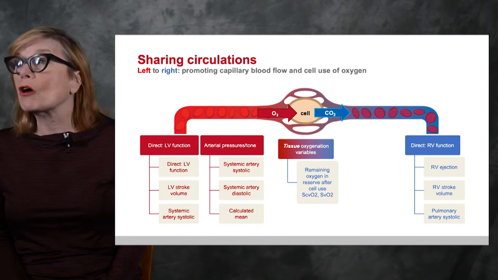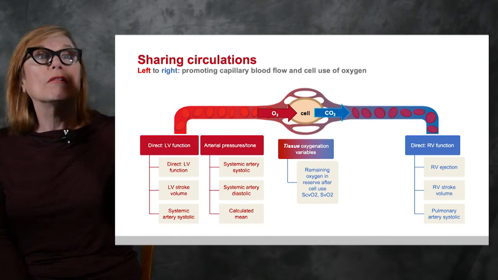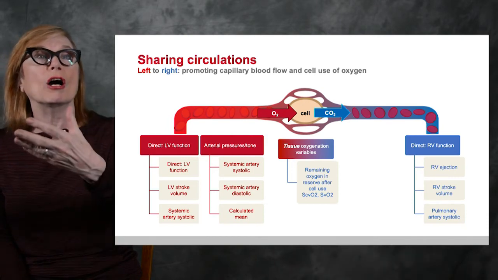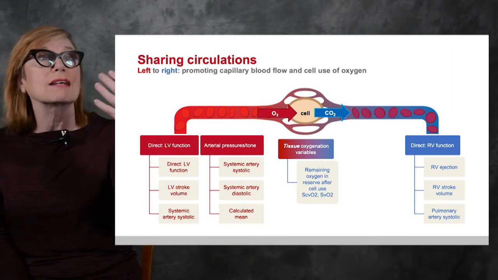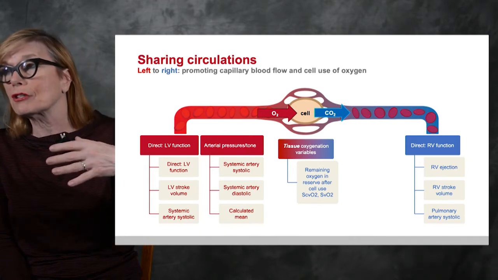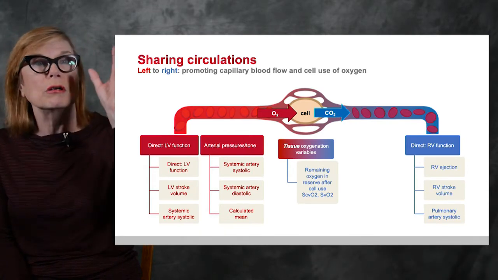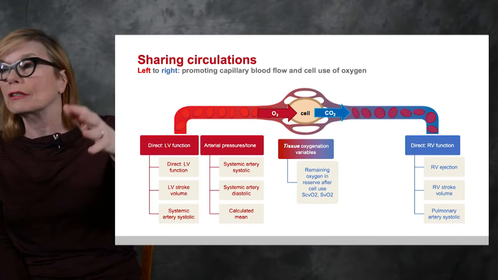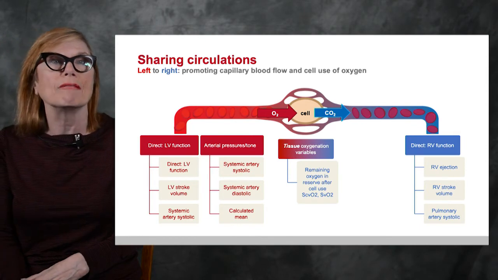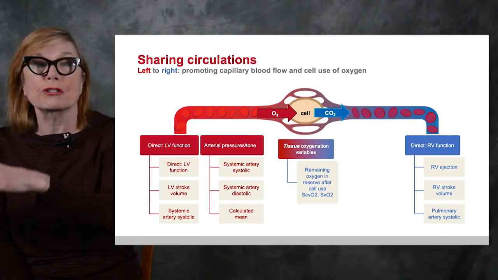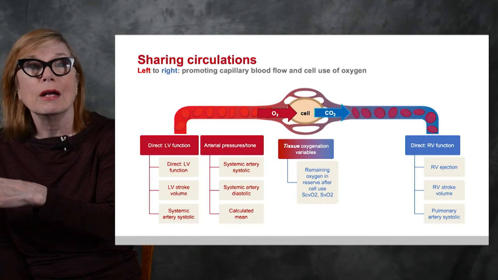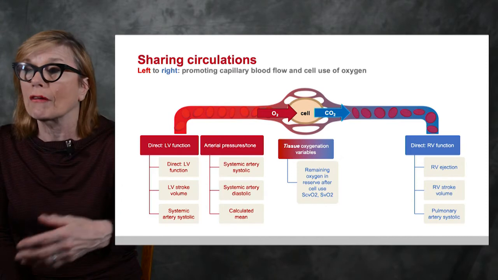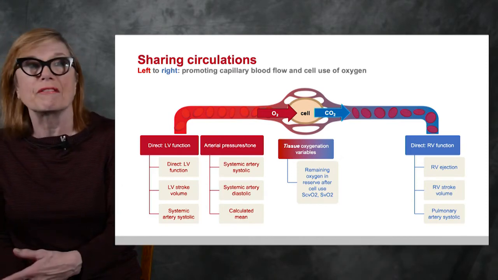Okay, so if we talk about shared circulations, from the left heart via left ventricular stroke volume, we mobilize blood flow into the arteries, and that actually gives us systemic arterial pressure. The vascular tone gives us systemic diastolic pressure, and a calculated mean which determines the pressure of perfusion and delivery of oxygen at the cellular level. Now that blood flow is returned back to the right heart, and it's directly affected by RV function, by the filling of the RV, and by RV ejection, RV stroke volume.